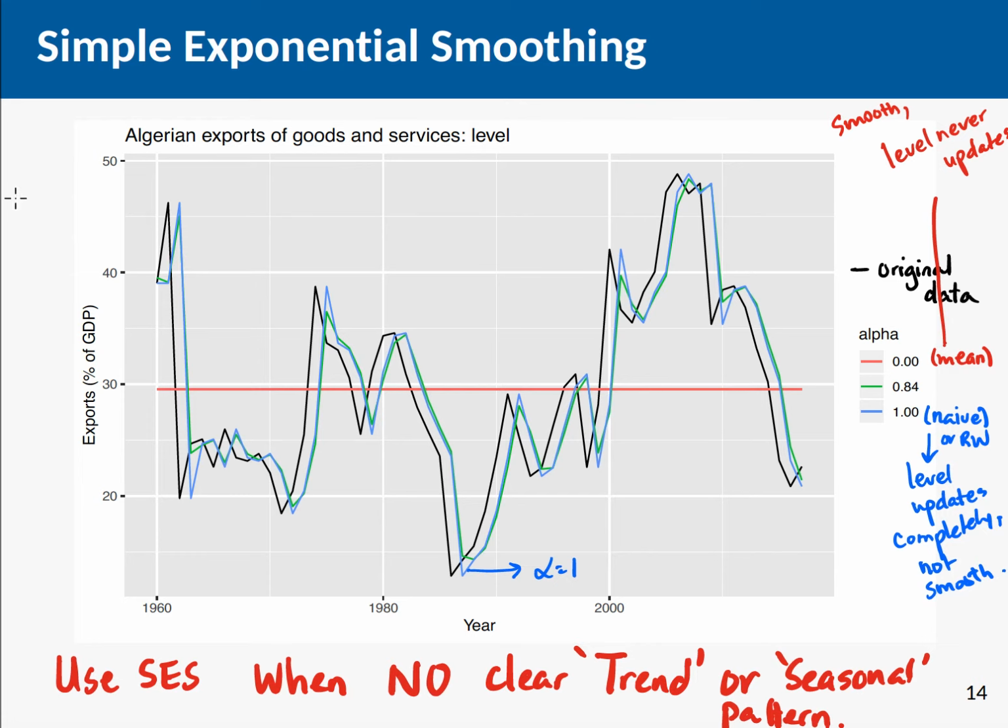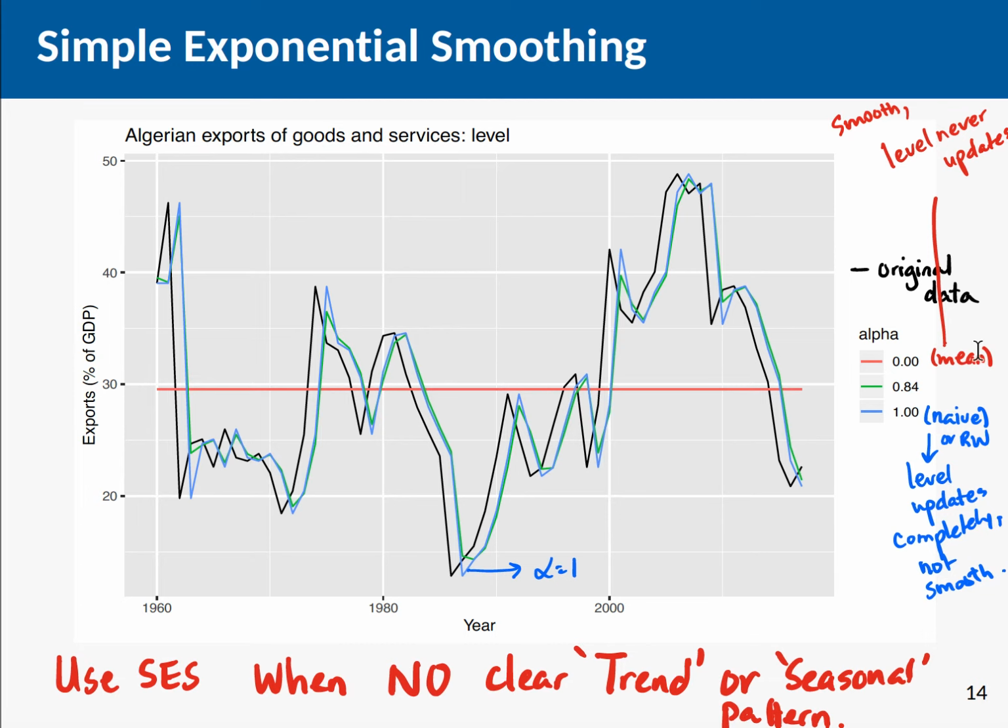So the simple exponential smoothing model is a good way to go when you look at the data and it looks like this. It's haywire. So you have the black line, which is your original data, and then you have these fitted lines that you see for the red line, the blue line, and the green line, which are fitted lines for different values of alpha. So let's take a look.